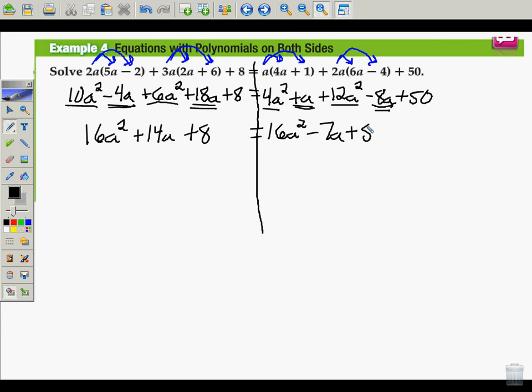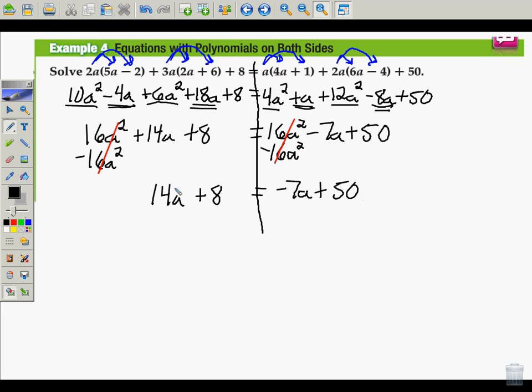Now at this point you might be wondering, well, I've got this a squared. We've never had to solve anything with an a squared in it, so I'm not sure how to do that. You're right, you don't know how to do that, but notice, I want to get my a squareds together, obviously. So if I were to subtract 16a squared from each side to move this 16a squared to the other side, notice they would each just cancel out, because you get 16a squared minus 16a squared on each side, so they're just going to go away. So now I'm left with 14a plus 8 equals negative 7a, don't forget the negative in front of the 7a, plus 50. And now this equation looks like something we've solved for a long time.